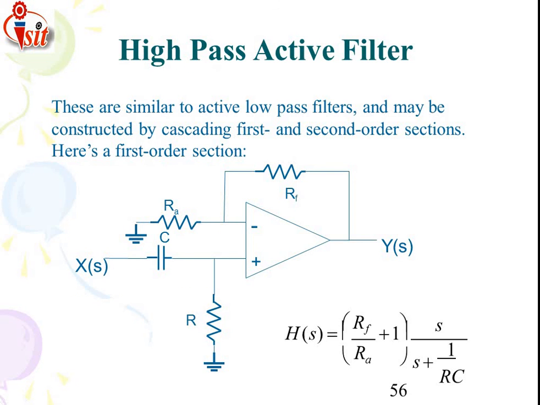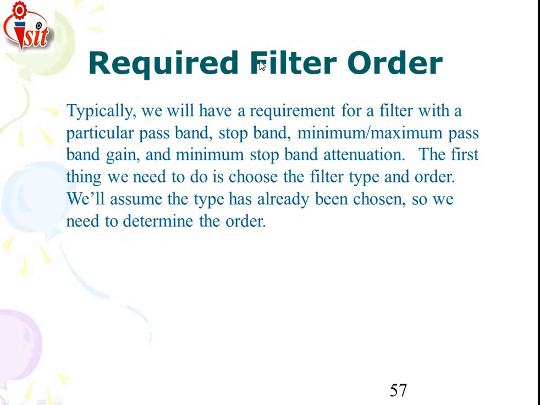High pass active filter. In this high pass active filter, the capacitor is connected in series and the resistor is connected in parallel. These are similar to the active low pass filters and may be constructed by cascading first and second order sections. Here a first order section is shown.